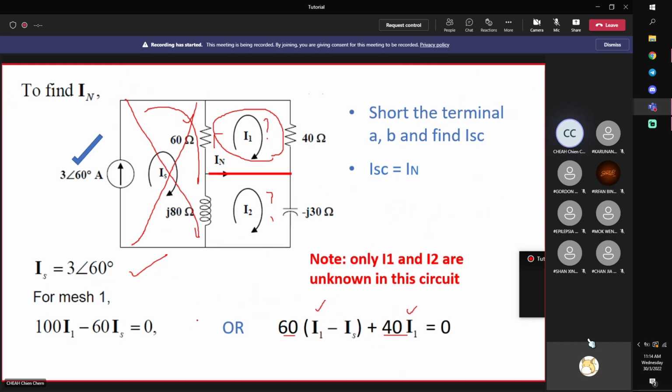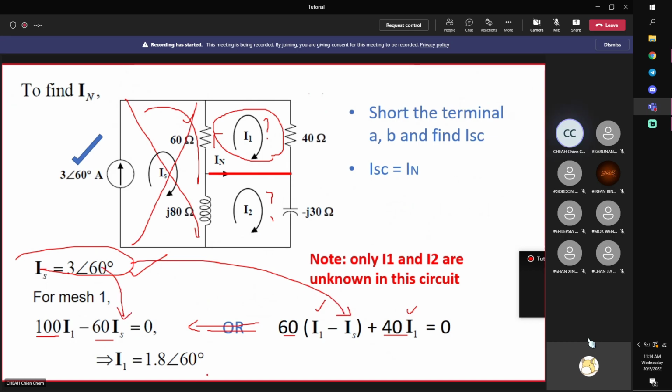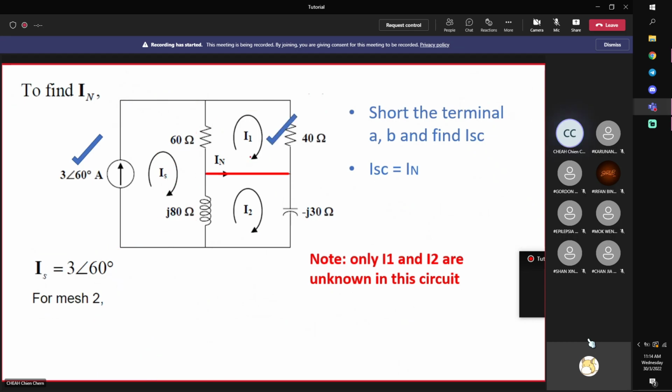You can also write it this way. Actually, it's the same. You can see the 60 plus 40 is 100, and then 60 times negative IS is the negative of this. In either case, you can write down I1. You can solve for I1 directly because IS is given. Then I1 is now known.